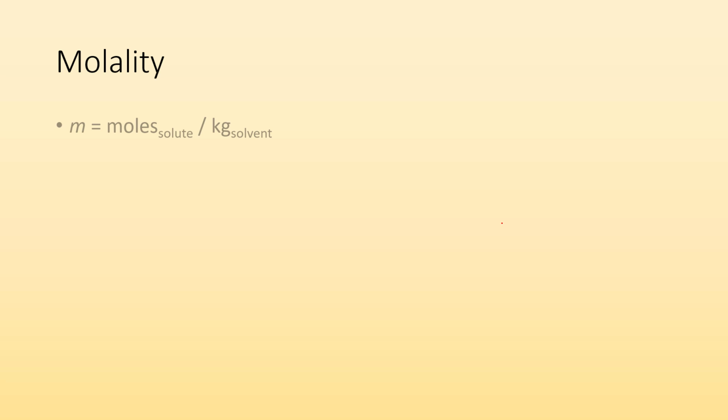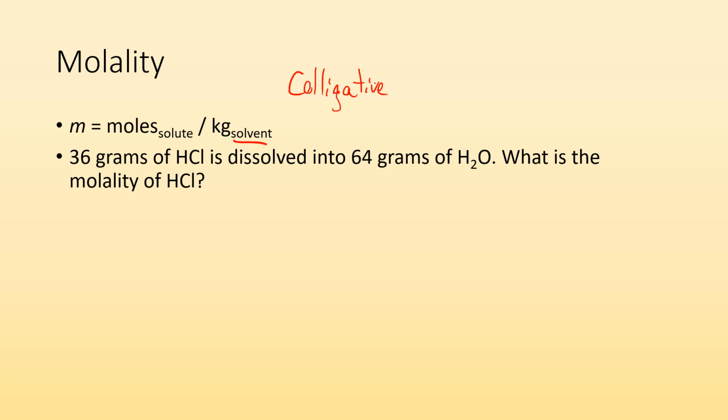So molality is moles of the solute divided by kilograms of the solvent. We use this often when we're looking at colligative properties, like freezing point depression or boiling point elevation or osmotic pressure. Molality is going to be the more useful unit of measure. But let's say we have this same scenario. How can we describe its molality? We have 36 grams of HCl dissolved into 64 grams of water.